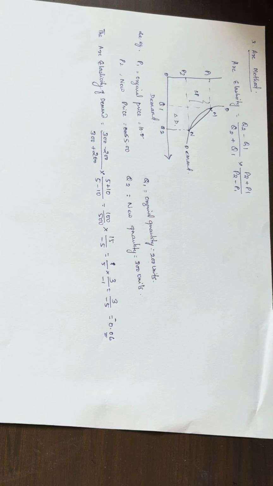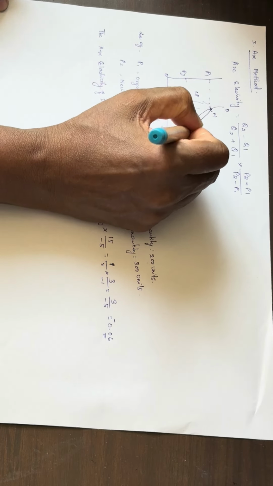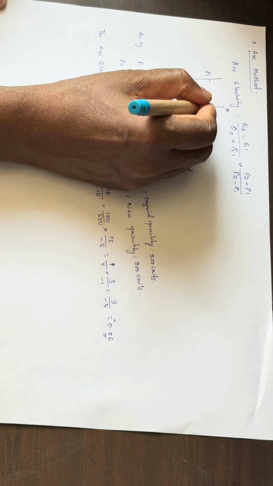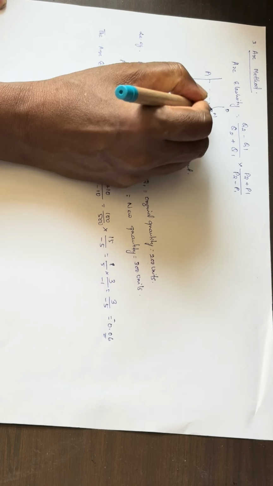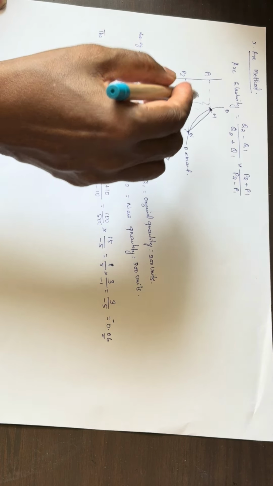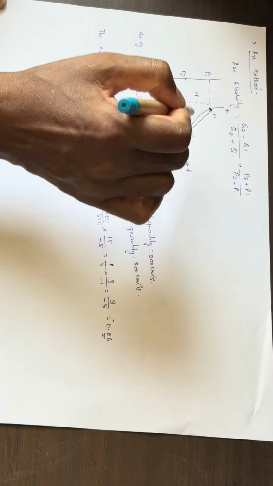Now the last method is the arc method. The arc method is used when there are large changes in both price and demand. It measures the elasticity over a range or interval on the demand curve, and therefore it is also called interval elasticity. It is an interval between two points. In the point method we calculated the elasticity at different points on the curve, but here in the arc method we are calculating the elasticity over an interval, that is known as arc elasticity.